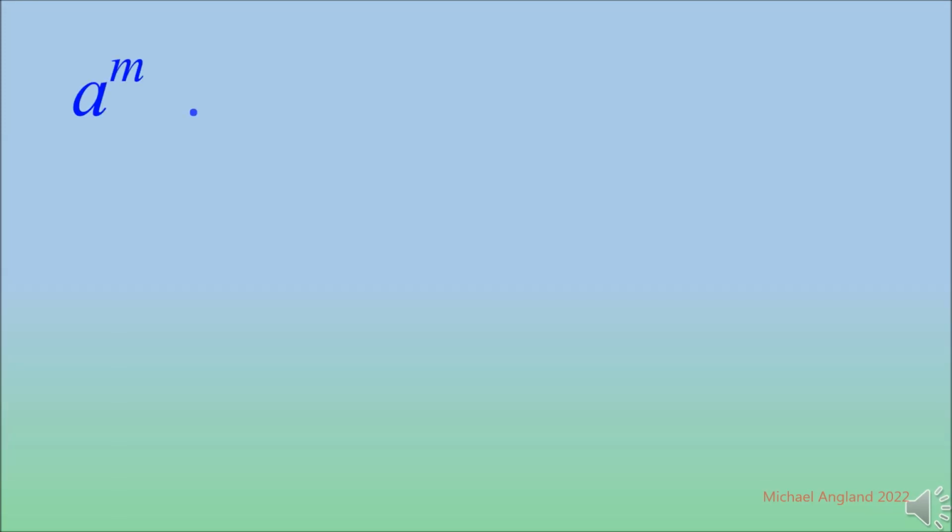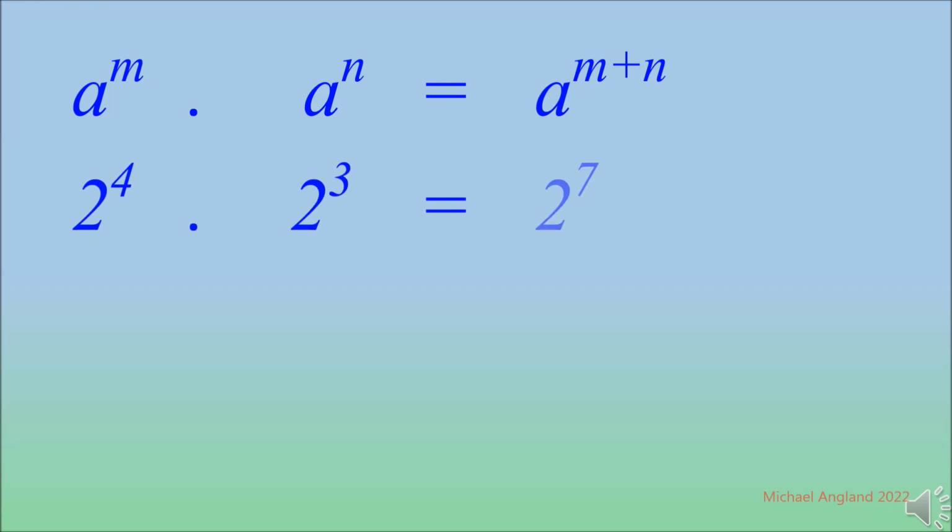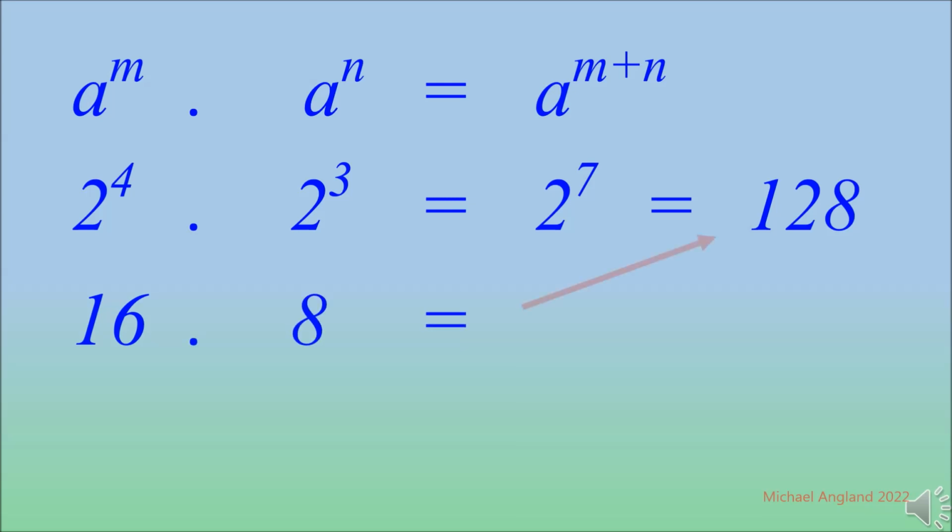First rule, a to the power of m times a to the power of n is equal to a to the power of m plus n. So when we multiply the same base, we add the powers. Example, 2 to the 4 times 2 to the 3 is equal to 2 to the 4 plus 3, which is 2 to the 7, which happens to be 128. So let's work that out. 2 to the 4 is 16, 2 to the 3 is 8, 16 times 8 is 128.